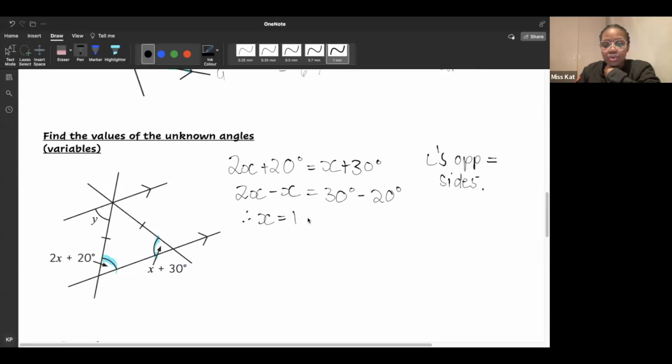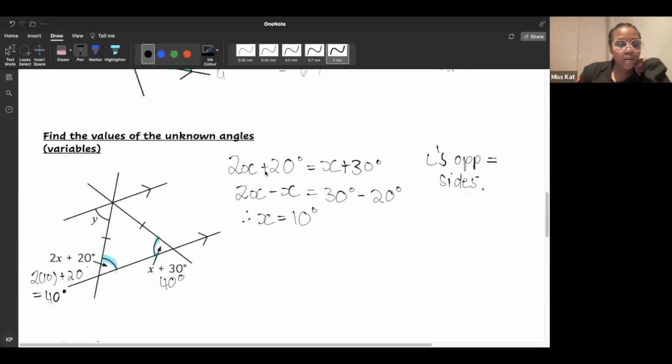Thank you, 10 degrees. Now, how much is this angle over here? So, ma'am, it will be 10 multiplied by 2 equals 20, plus 20 will be 40. There we go. So this one is 40 degrees. And how much is this one? You don't even have to work it out. That's 40 as well. There we go.